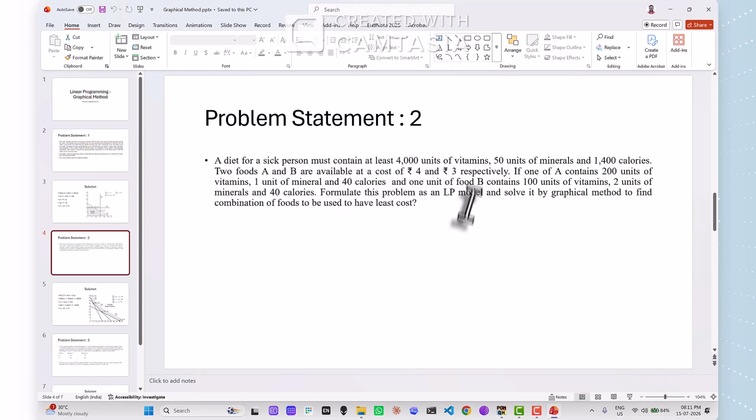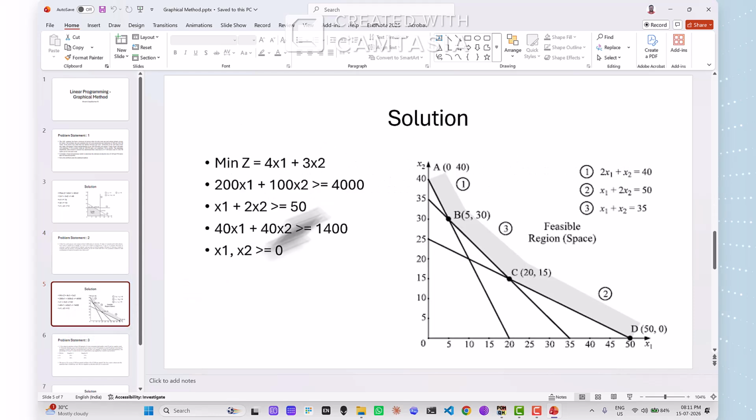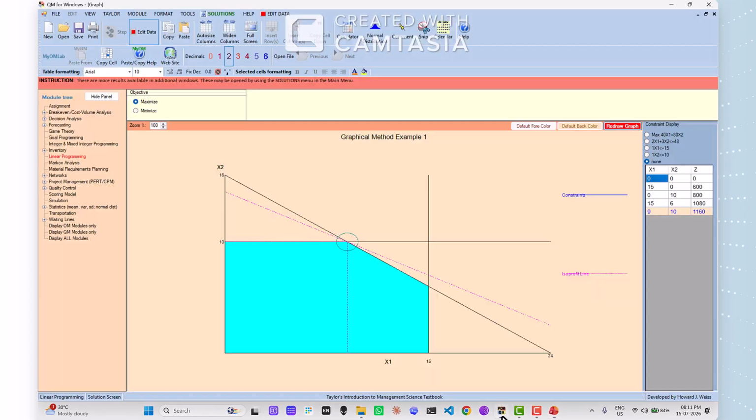So this is a problem. If we formulate it, this is the equation that we'll get. Now we are going to solve it using POM-QM software. We're going to give it as new.